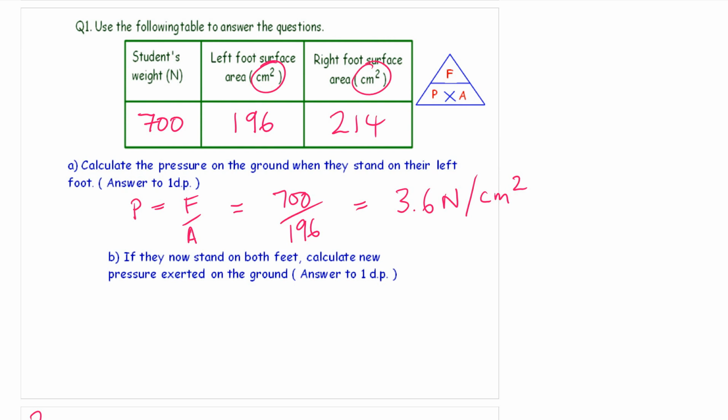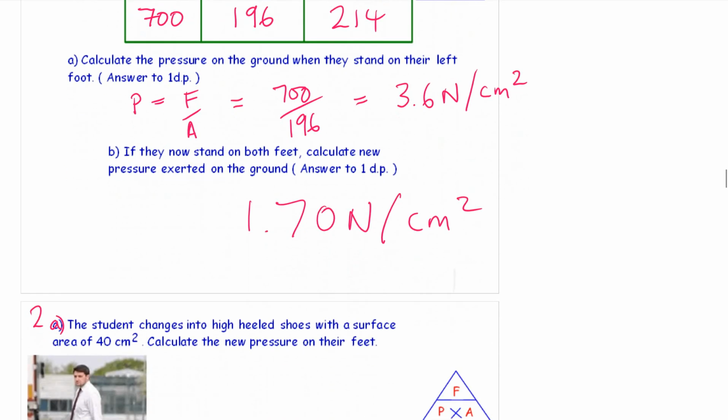Notice that the left and the right foot are not equal. That often happens. Very rarely I've come across students that have got equal sized surface areas for their left and right foot. Have a go at B. I'll give you the answer in a second. 1.7 newtons per centimetre squared. The pressure's gone down because of course the surface area has gone up. You're adding both left and right surface area now.